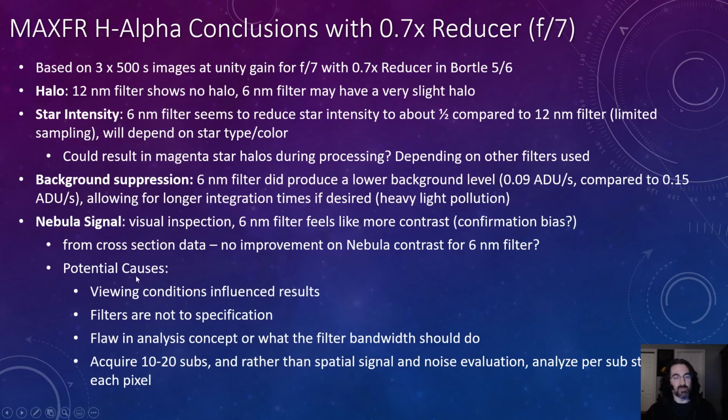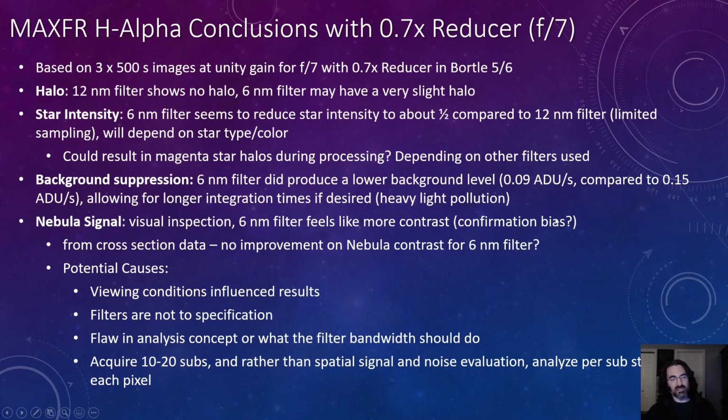Regarding background suppression, the 6 nanometer filter did produce lower background levels, about 0.09 ADU per second, compared to the 0.15 ADU per second from the 12 nanometer filter. So if you desired, you could get longer integration times out of the 6 nanometer filter, but where I think this is going to have the most influence is if you're really in a heavy light pollution condition.